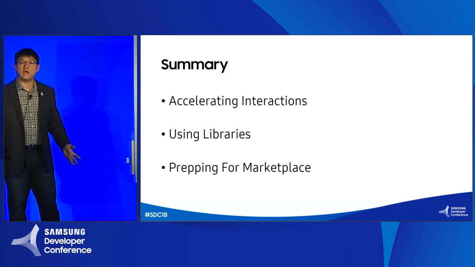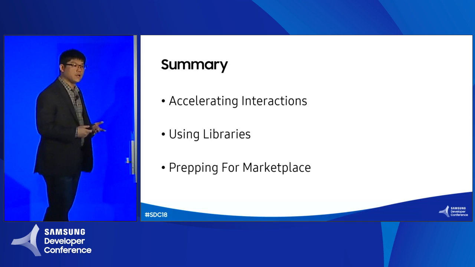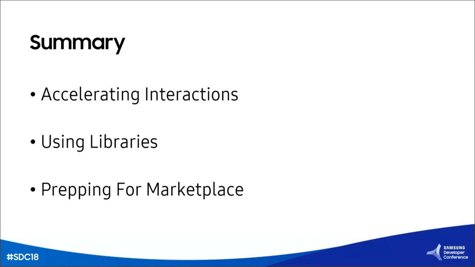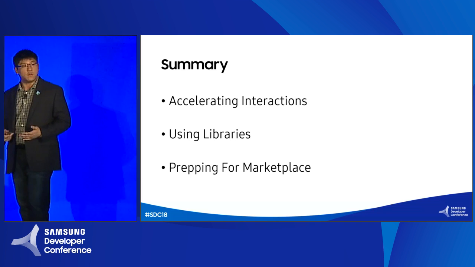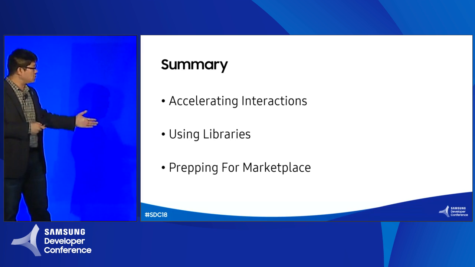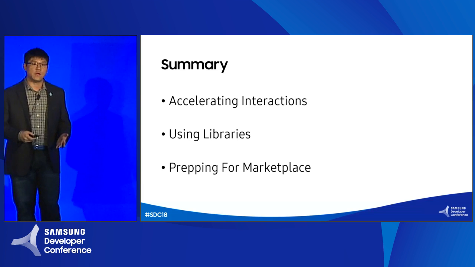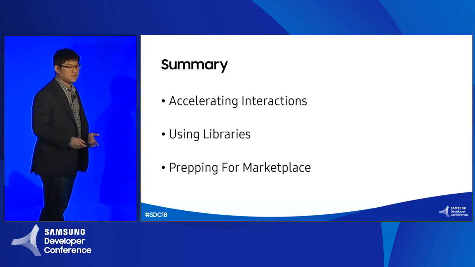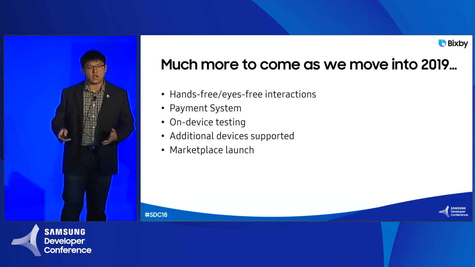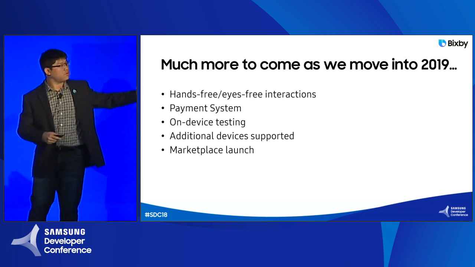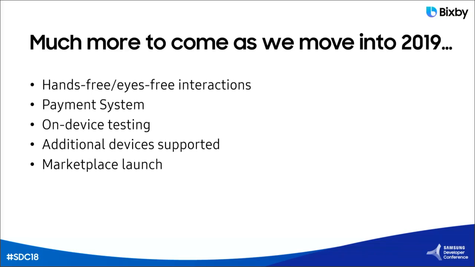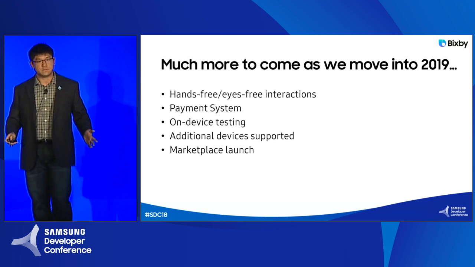Here's a quick summary of everything we covered today. I showed you how to accelerate user interactions with preference and selection learning to help personalize your capsule for every user. Paulina showed us how to use libraries to save time and find your place in our code. And I just showed you how to prepare your capsule for marketplace. There's much more to come as we move into 2019. Here's some more things. Hands-free, eyes-free, payment system, on-device testing, everything to support our developers.